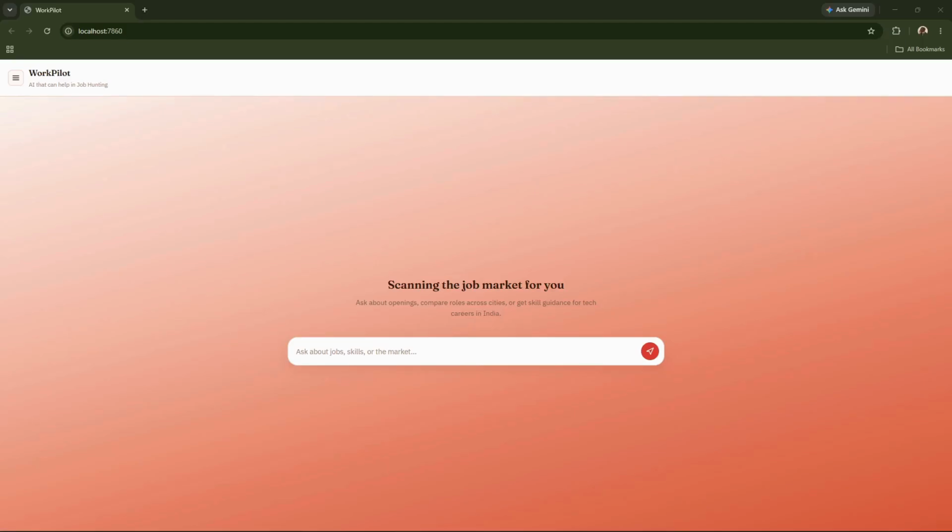This is WorkPilot, an AI chatbot for the Indian tech job market. Instead of scrolling through job boards like LinkedIn, you just ask it a question in plain English and it gives you a direct answer pulled from real, freshly scraped listings. So let's try it. I'll ask it some questions and let's see how it performs.